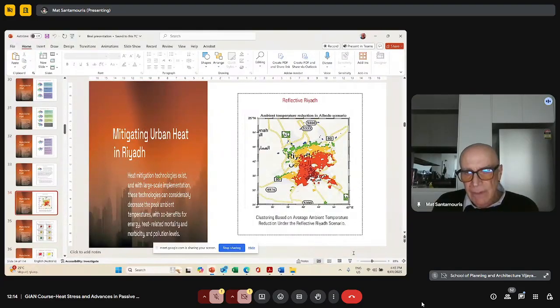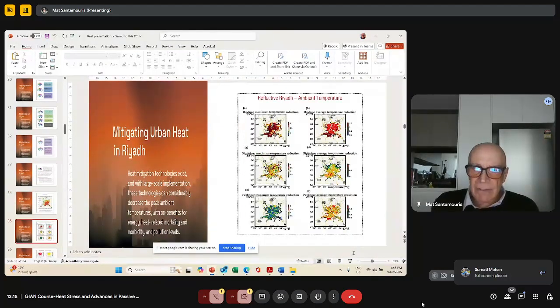The performance is much higher in dense areas with higher urban density, and this is normal because you have more materials there, and you have more absorption of heat. So you can understand that this mitigation technology gives us a decrease of close to 1.2, 1.5 degrees. This is the maximum we can get from these materials.